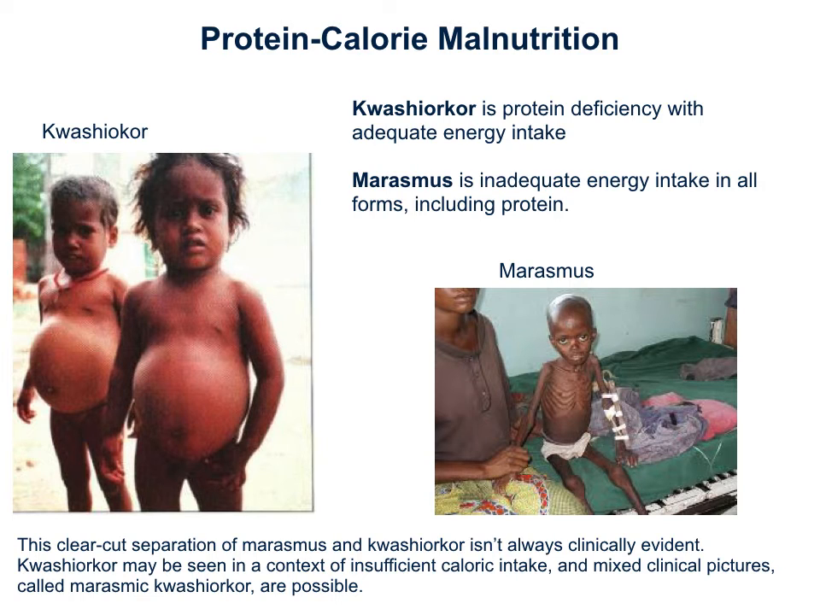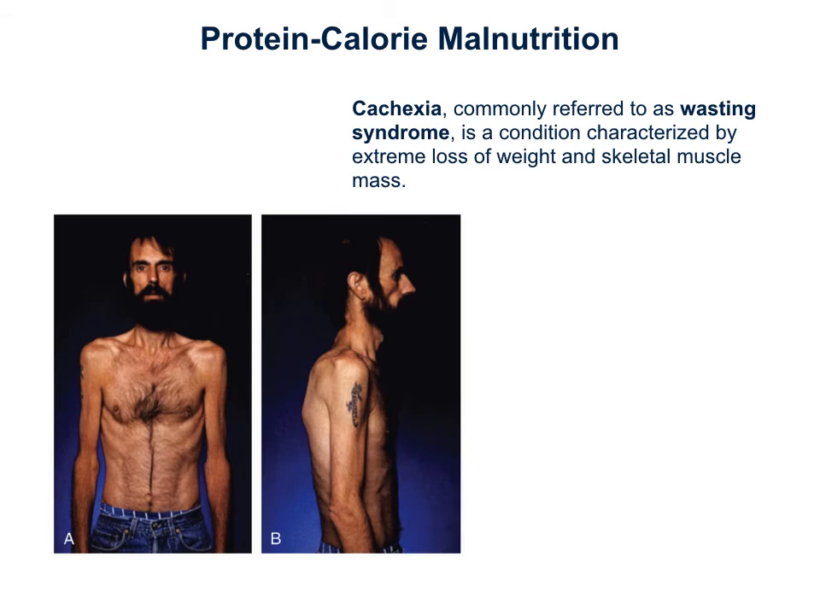Okay, and it's not always a clear-cut picture. As you can see, you can have this combination of marasmic kwashiorkor. So sometimes both things can kind of coexist. Cachexia is what is referred to as a wasting syndrome, and you tend to see this especially in HIV or some cancer patients, other chronic conditions. And so this is extreme weight loss, particularly with loss of skeletal muscle mass.